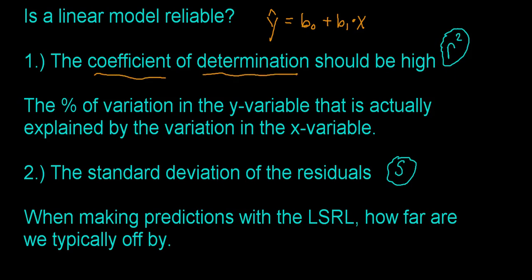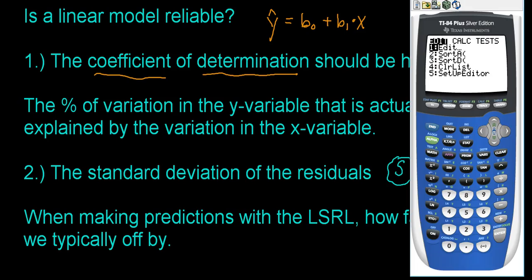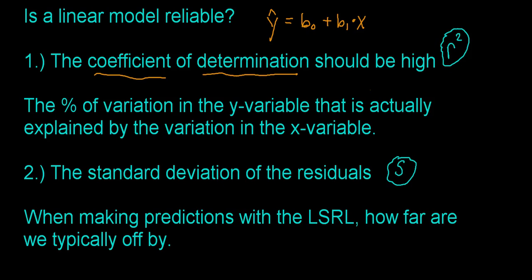This is R squared. Remember when we used our calculator here? Stat calc number 8. When we went and calculated our line, we actually got R squared right there, 0.967. R squared is a percentage, right? So it's about 97%. So R squared is the percent of variation in the y variable that is actually explained by the variation in the x variable. So this means that 97% of the variation in fuel consumption is actually due to the variation in rail cars.